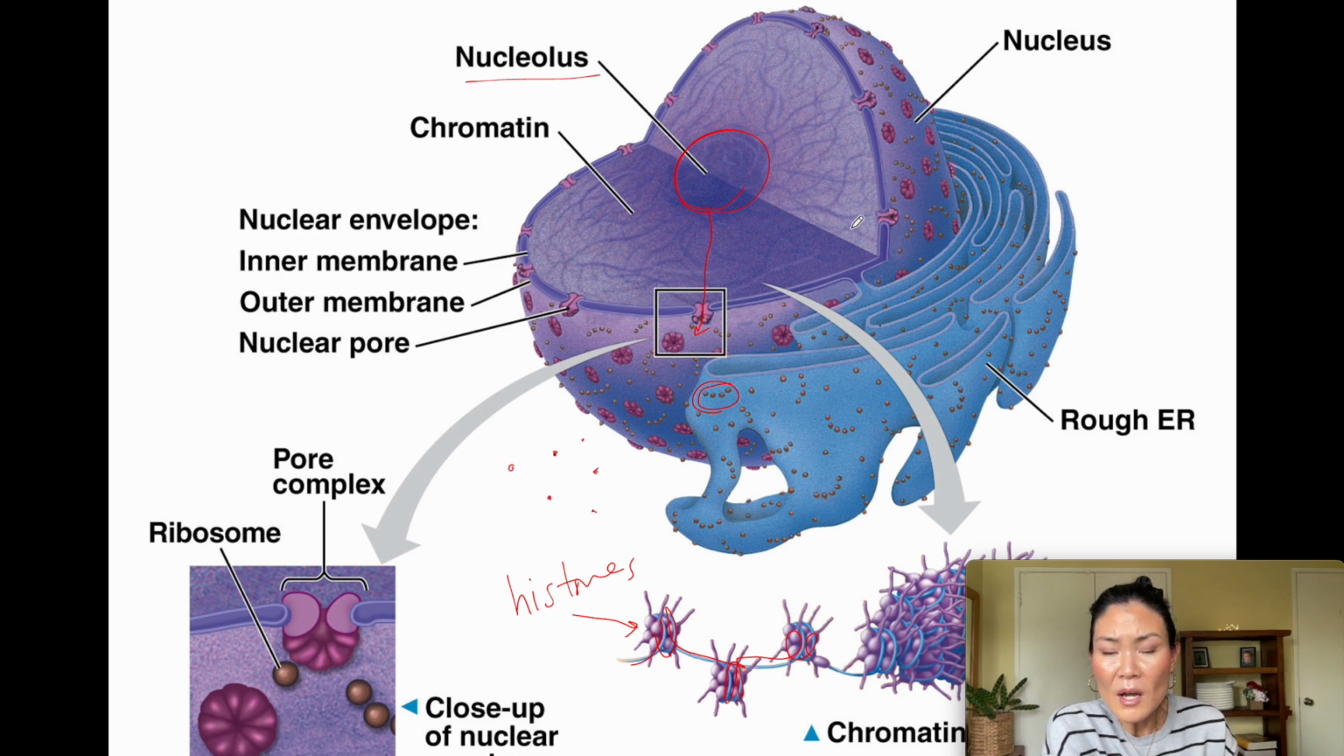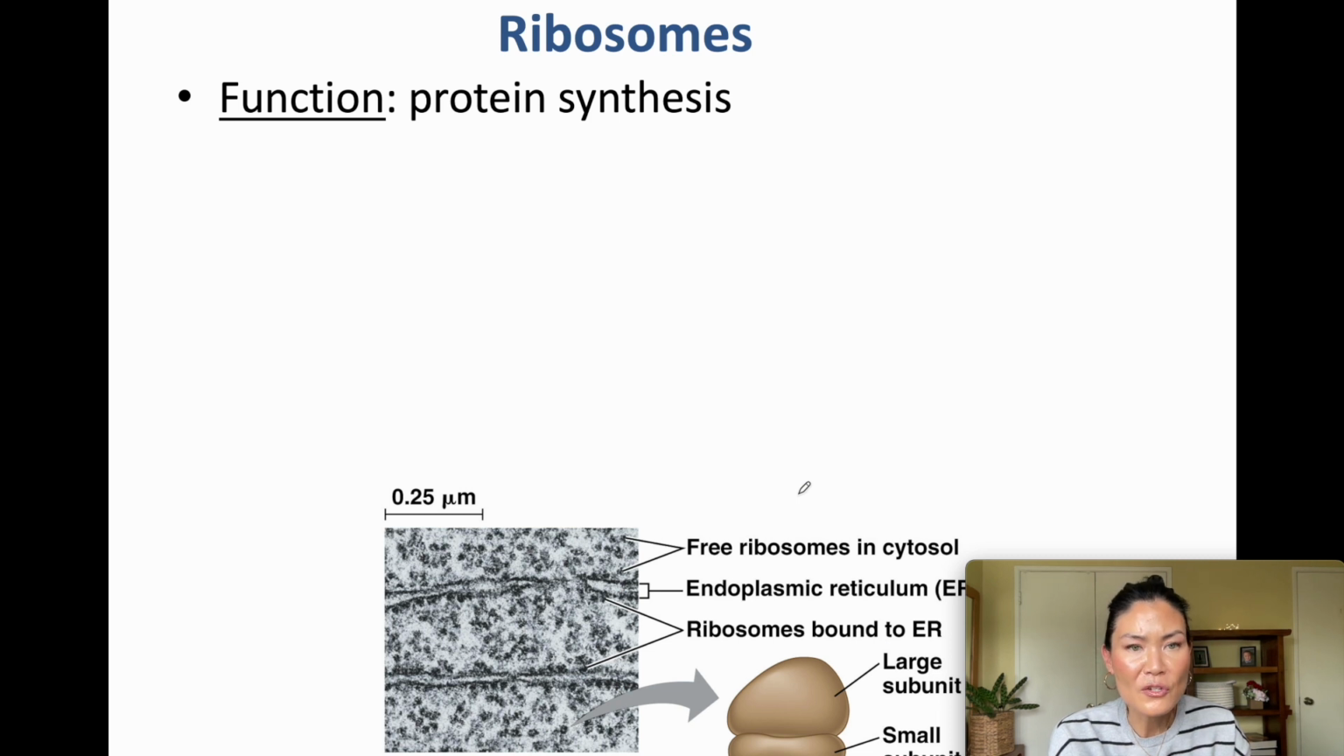Okay? So you can see the double membrane of the nucleus. You have an inner membrane and an outer membrane. The outer membrane is continuous. It's attached to the rough ER. Okay, so the rough ER is also an organelle. The nucleus is an organelle with a double membrane. The rough ER is also an organelle. We'll be talking about that very shortly.